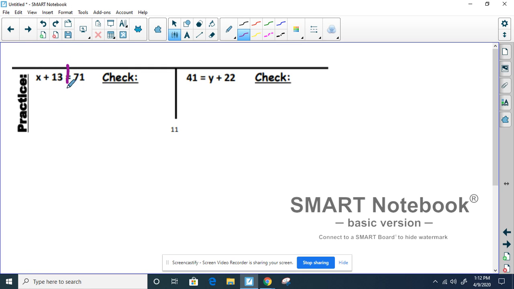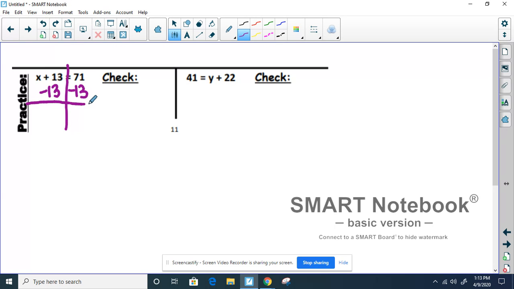So we look and we see, okay, x is on the left side of our equation right now. So we need to keep it on the left side, but we need to get it alone. And right now it's attached to a plus 13. So in order to get rid of plus 13, we do the opposite. The opposite of plus 13 is minus 13. So whatever we do to the left, we have to come over here and do to the right, because that's how it's going to stay balanced.